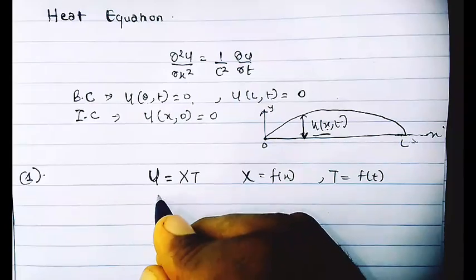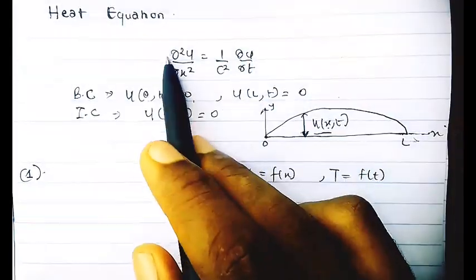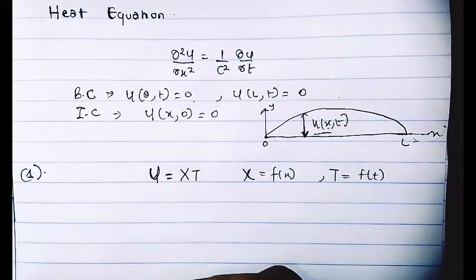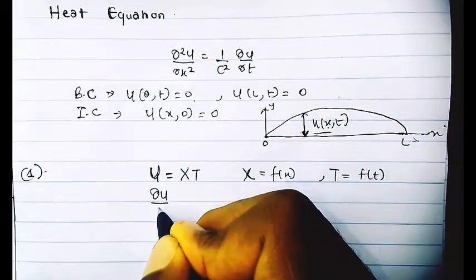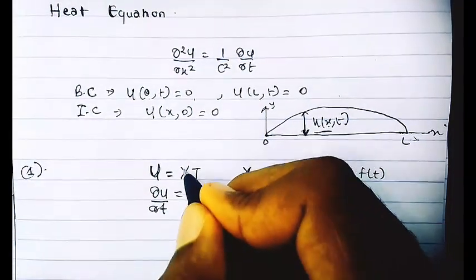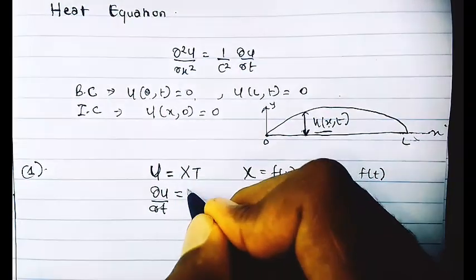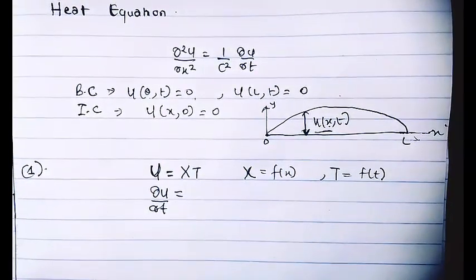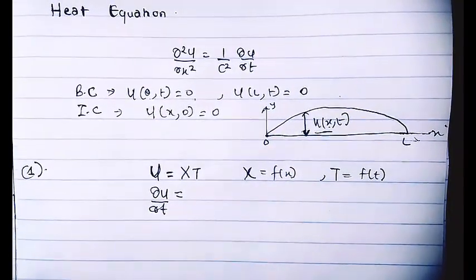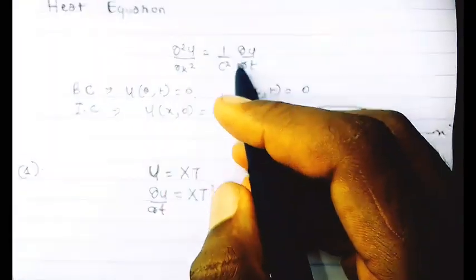Now we are going to differentiate this in order to make it compatible with our general form of the equation. I differentiate u with respect to t, small letter t. Since T is a function of small letter t, it will affect this, and X is kept constant because I'm not differentiating with respect to x, I'm differentiating with respect to t. So I'll have X T prime, because we have du dt here.